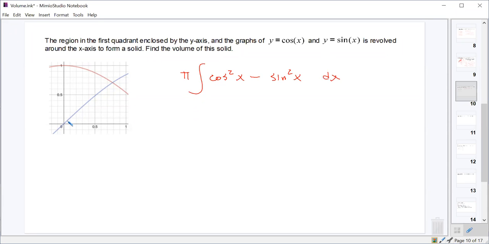And we also have to find our limits of integration. We're going from 0, since we're talking about the region in the first quadrant, to wherever they intersect. And so we'd note that sine x equals cosine x when x is pi over 4. That'd be their first intersection point. So we got pi times the integral from 0 to pi over 4 of cosine squared minus sine squared. And what's the best way to do that integral?